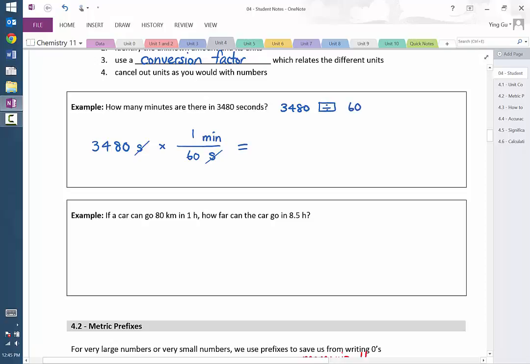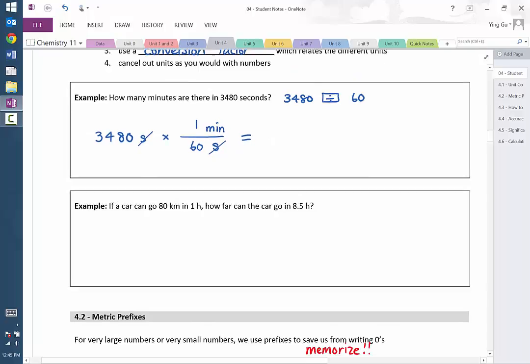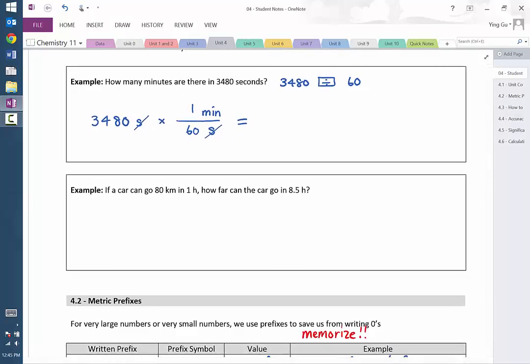When you multiply by a fraction, where the numerator is 1 and the denominator is a number, same thing as saying divided by the denominator. Okay? If you feel uncomfortable, you're always free to go punch in 3480 times 1 divide 60. But that's a roundabout way of doing it, and everybody wants to do things fast, right? So, let's get out our calculator. Punch that in there, 3480 divided by 60, and we get 58 minutes.